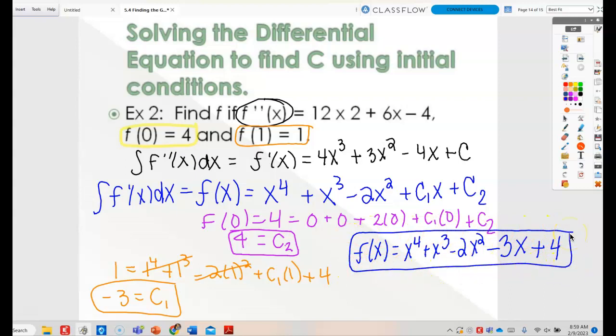So again, my final answer for my function has no arbitrary constants. It is a final answer with all numerical values plugged in.